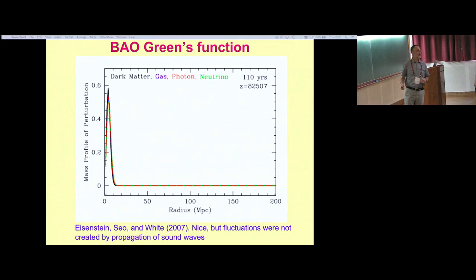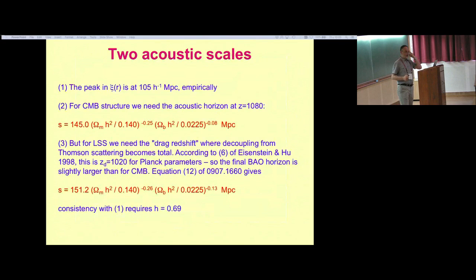I should just emphasize, by the way, that sometimes it's confusing in literature when people talk about the acoustic scale, because there are actually two acoustic scales. One is the one that's relevant for the CMB, where we're talking about a redshift of just under 1100. And there, the standard acoustic horizon is about 145 megaparsecs. It depends on the matter density and on the baryon density, but these are fiducial values.